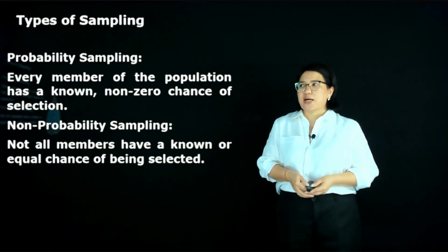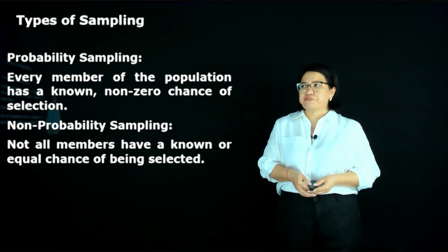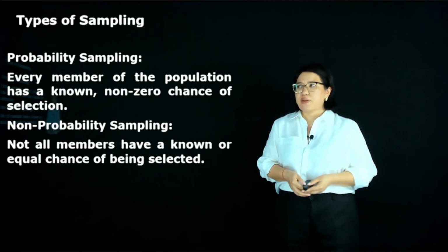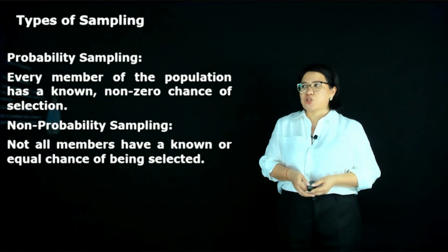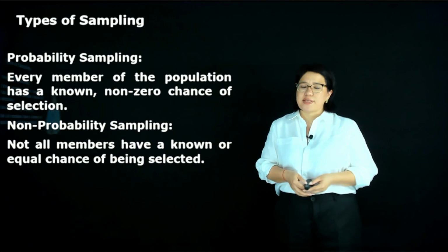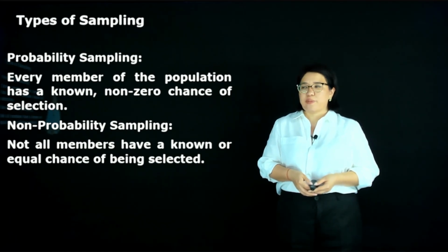And here are the types of sampling: probability sampling and non-probability sampling. Probability sampling is where every member of the population has a known non-zero chance of selection. In non-probability sampling, not all members have a known or equal chance of being selected.